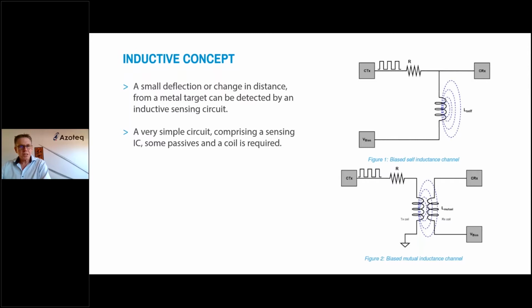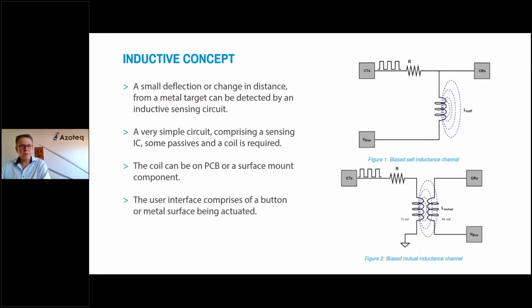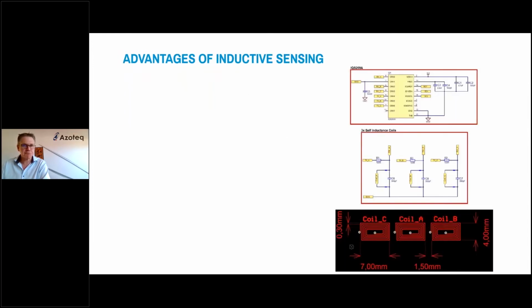It is a very simple circuit. Depending on self-inductance or mutual inductance, you either need 2 pins or you need 3 pins to the IC, and you need a coil. The coil can be either a trace on the PCB or it can be a surface mount component. And then for the user interface, the human needs to cause some kind of disturbance in the vicinity of this electric field. And this is normally by either pressing a button or moving a slider or applying a force to some sort of user interface area.